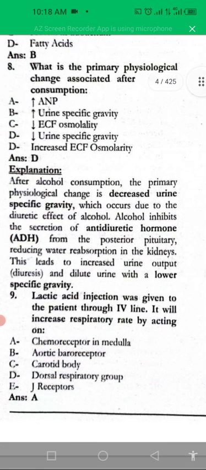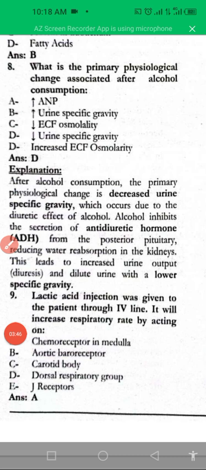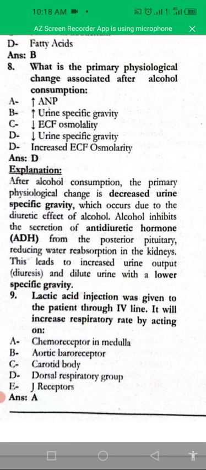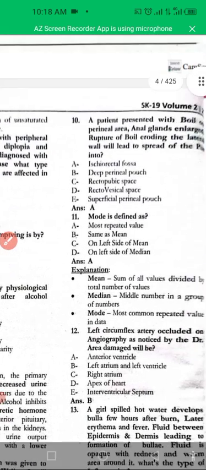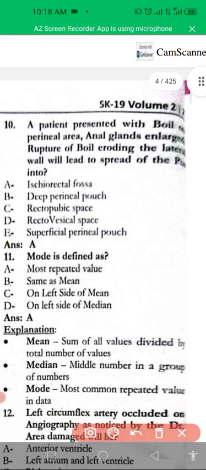Next one is a lactic acid injection given to the patient through an IV line. It will cause an increase in respiration rate because of chemoreceptors in the medulla for maintaining body pH. Medulla chemoreceptors maintain the pH, increasing breath rate.